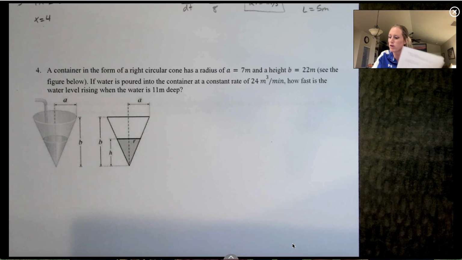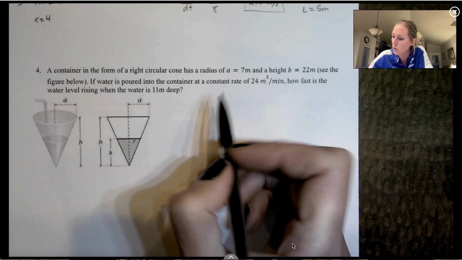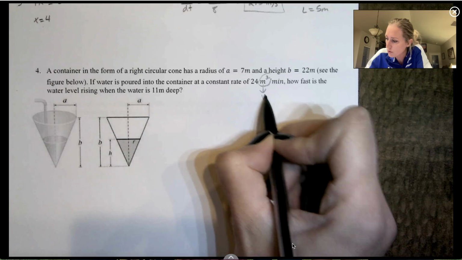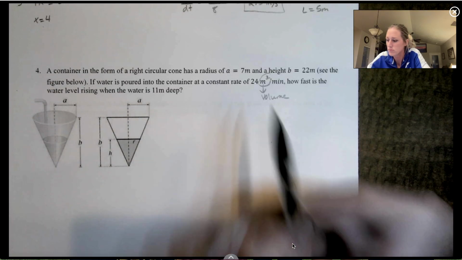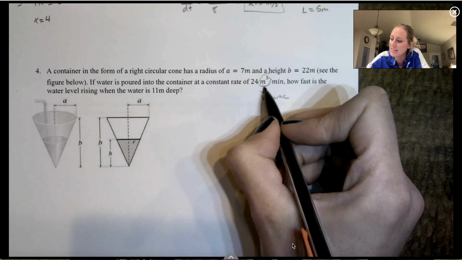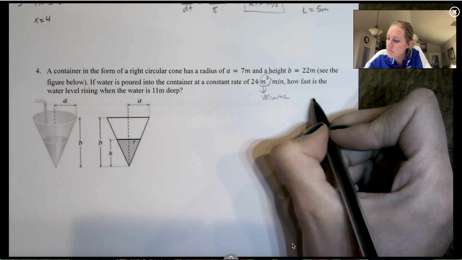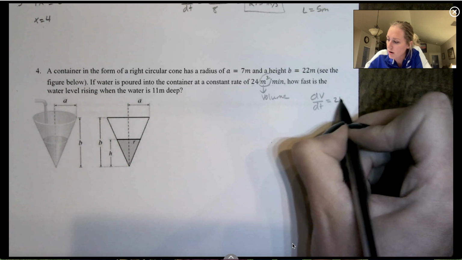Okay, if water is poured into the container at a constant rate of 24 cubic meters per minute, how fast is the water level rising when the water is 11 meters deep? Okay, so this unit, you guys, anytime you see cubic, that is volume. Cubic units is volume, square units is area. So this is a rate that the volume is increasing, and so that is the dV/dt, volume according to time. So this is going to be 24.